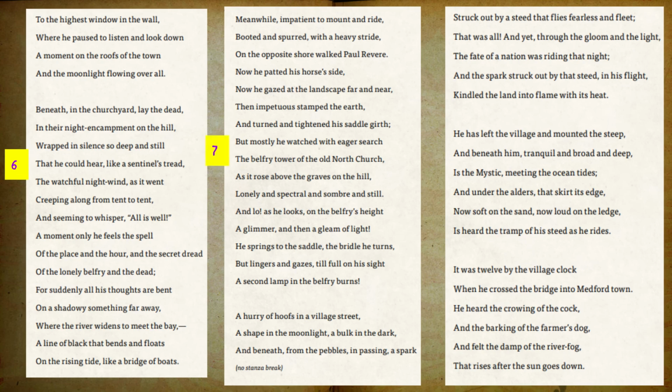Then "Meanwhile, impatient on the mount" and ride is starting 7. "A hurry of hooves" is 8. Again, we notice it says no stanza break. It continues on the next page. "He was left to the village" starts stanza 9. "It was 12 by the village clock" starts stanza 10.